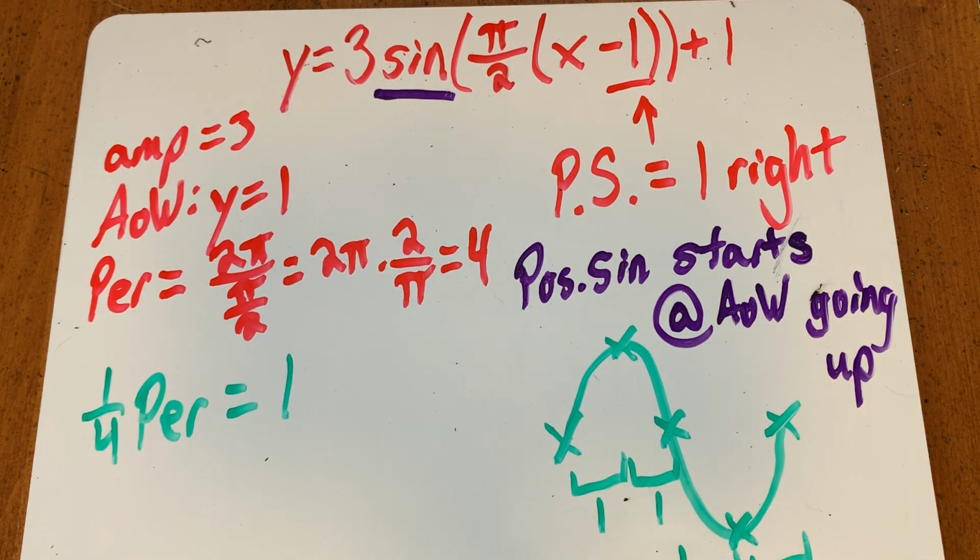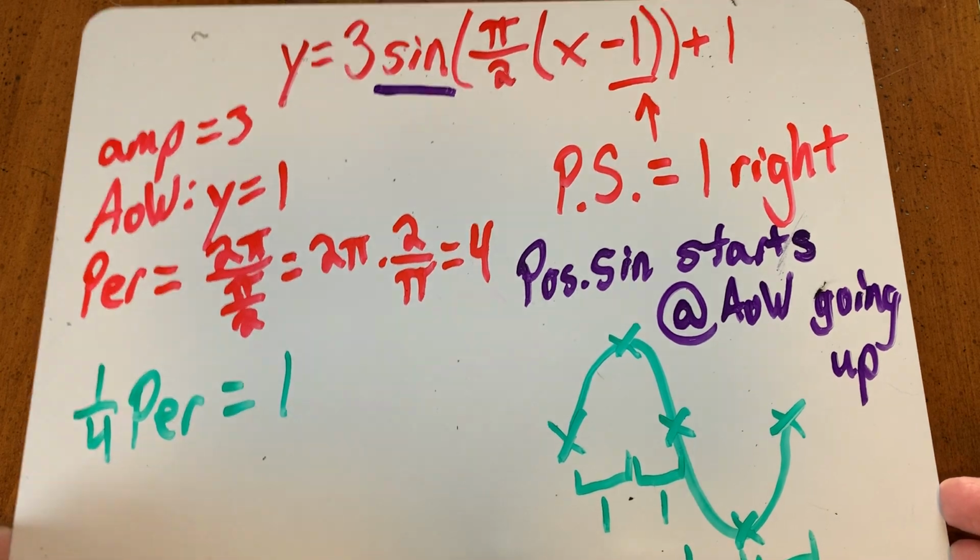But what the sine and cosine changes is where it starts. If it's a positive sine, it starts at the axis of the wave and goes up first. If it's a negative sine, it starts at the axis of the wave and then goes down first. If it's a positive cosine, it starts at the maximum. Negative cosine starts at the minimum. So I'm just going to put this off to the side and let's set up our graph.